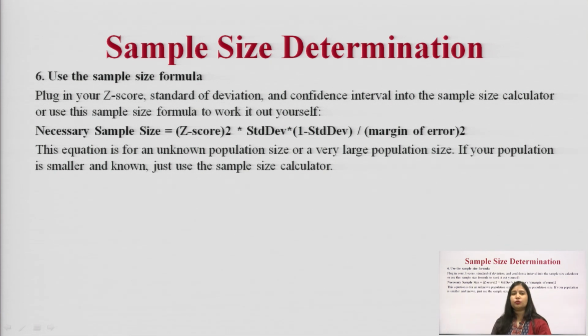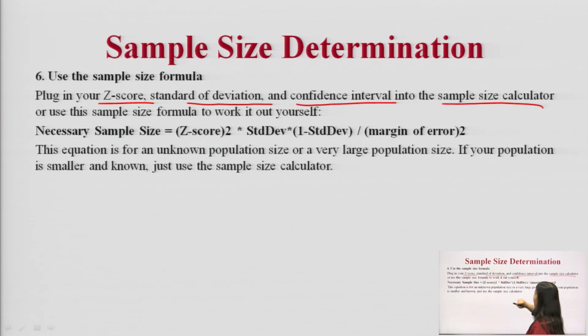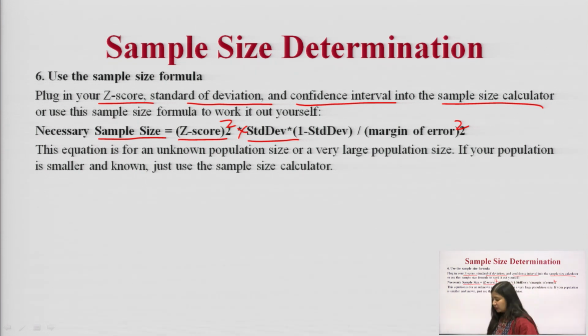Then use the sample size formula. So what is the sample size formula? When you have it, plug your Z score, standard deviation and margin of error into the sample size calculation. So this is the formula for the sample size calculation: Z score squared into standard deviation and 1 minus standard deviation, divided by the margin of error squared, and by this formula you will get your sample size. This equation will give you the sample size.